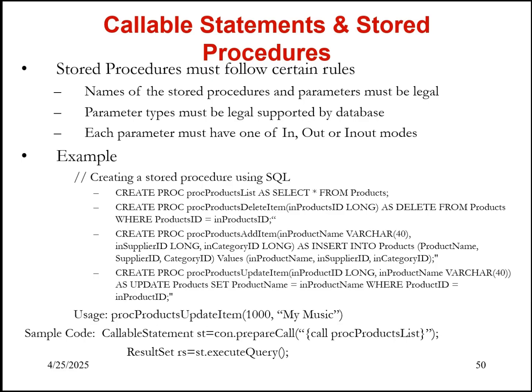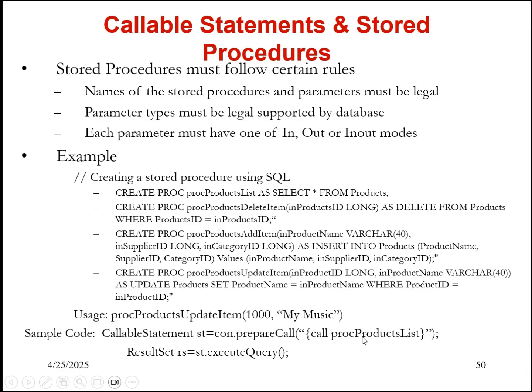For the execution of these procedures, one way is within the database itself. You can execute your procedure with the procedure name and send the parameters to it, and it will be executed. But if you want to execute with a callable statement, then you need to create a callable statement object. CallableStatement st equals connection dot prepareCall. The prepareCall method creates a callable statement object. Then within the double quotes, you use curly braces, and within that you give the command as call, followed by your procedure name.